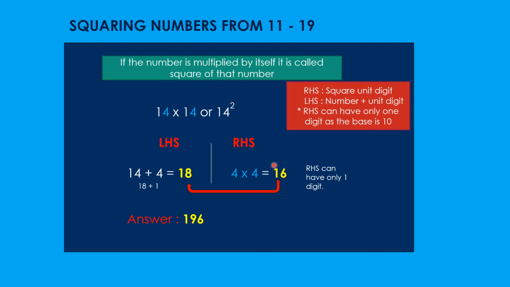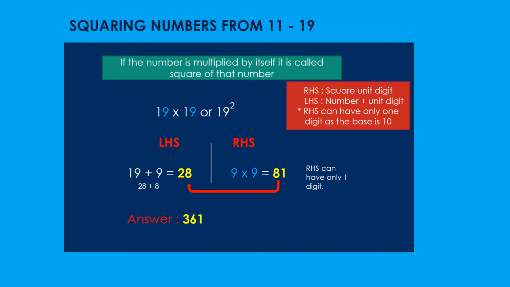Now RHS can have only one digit. So from 16, 1 is transferred to 18. Then 18 plus 1 is 19, and 6 is the only one digit left at RHS. So combine your LHS and RHS to get the final answer, 196.